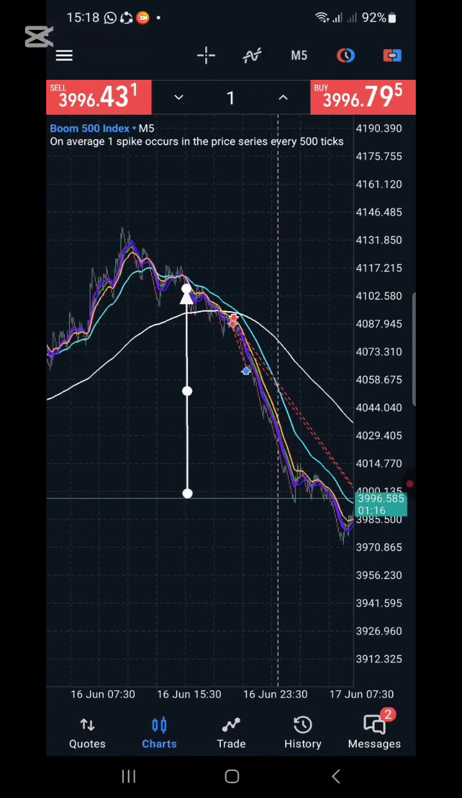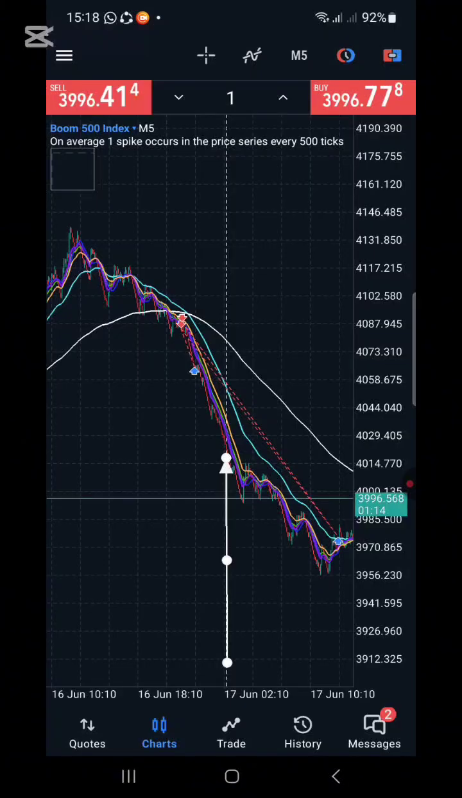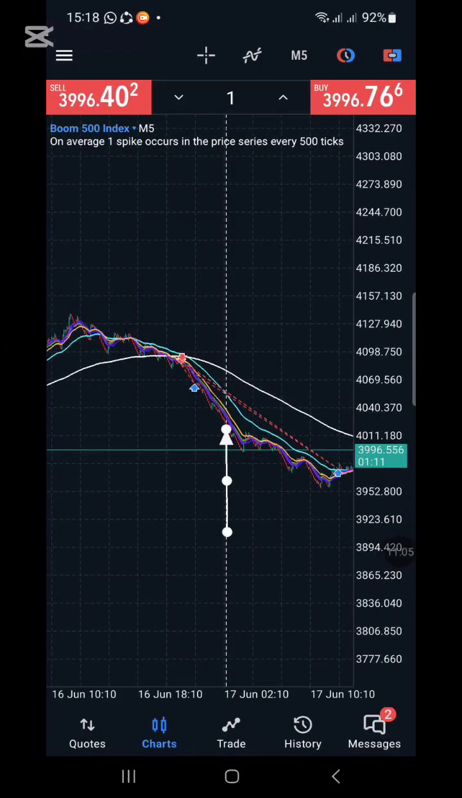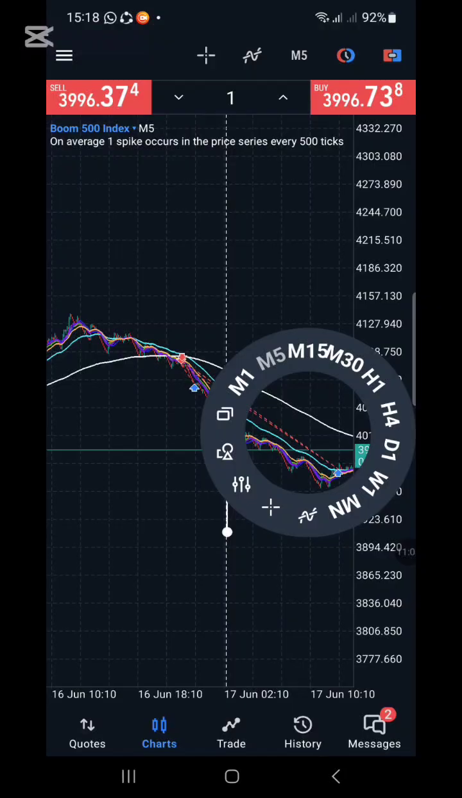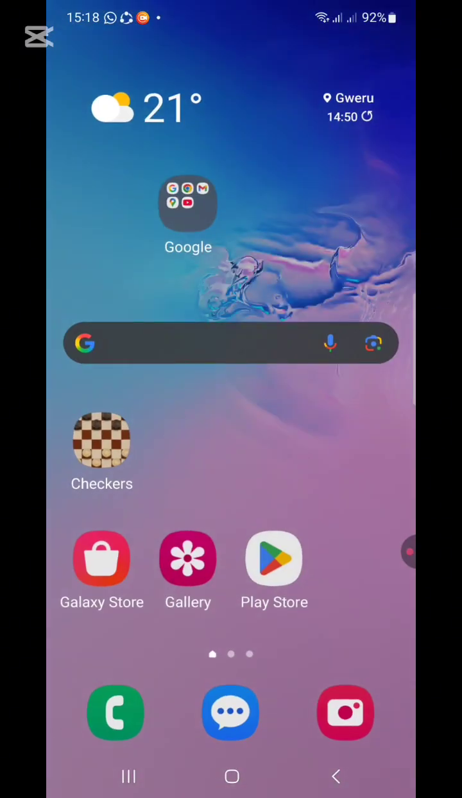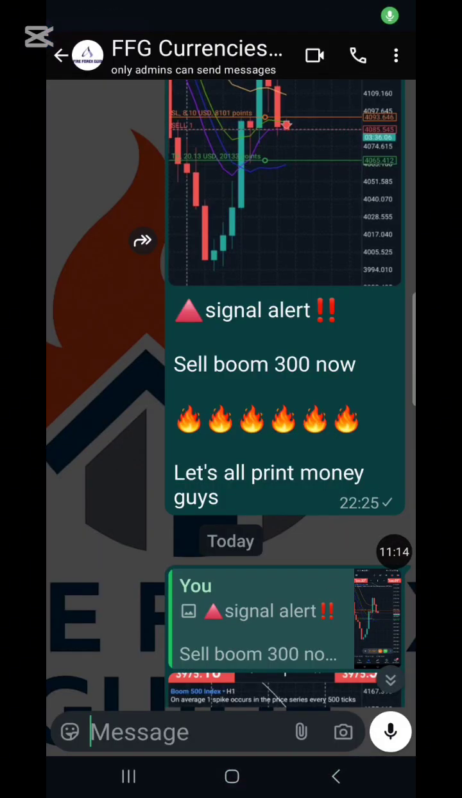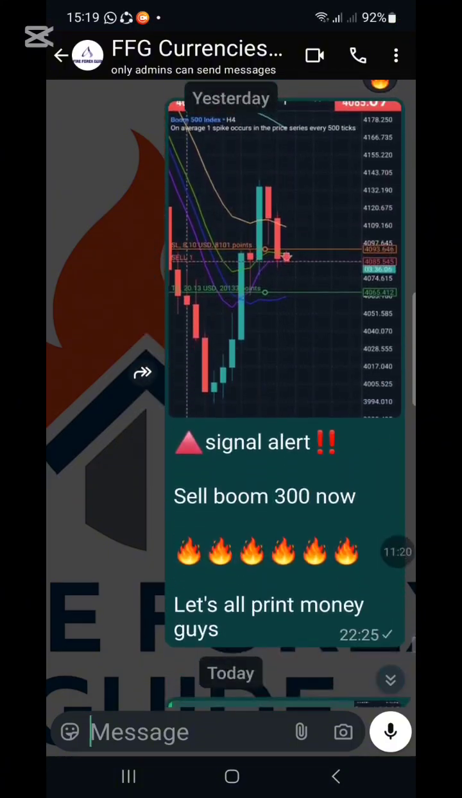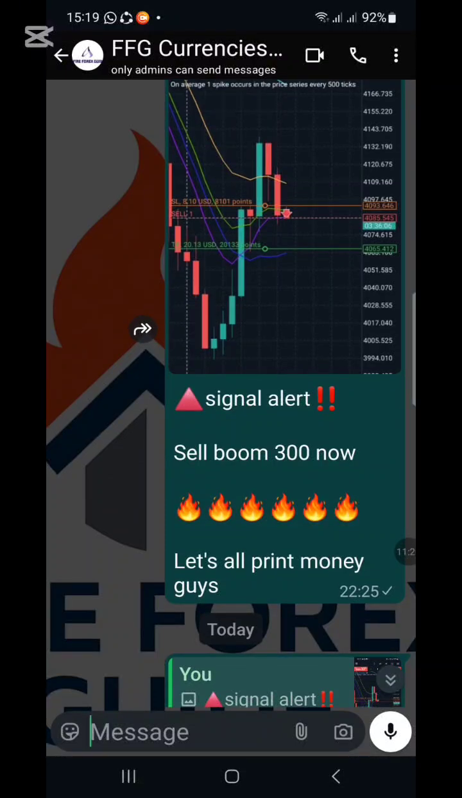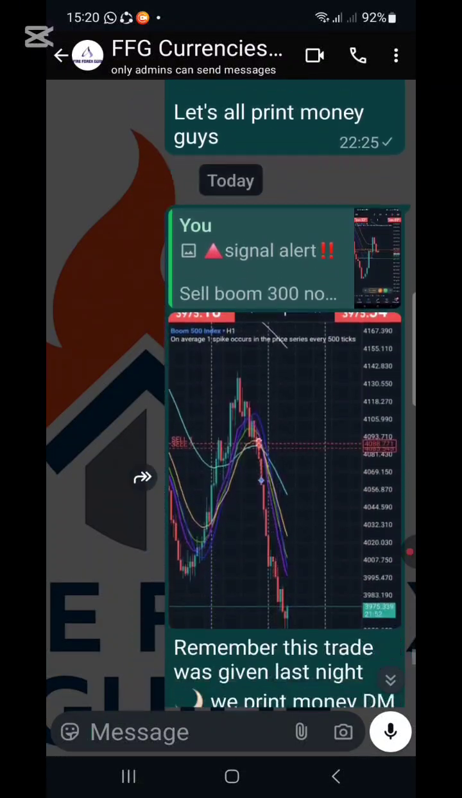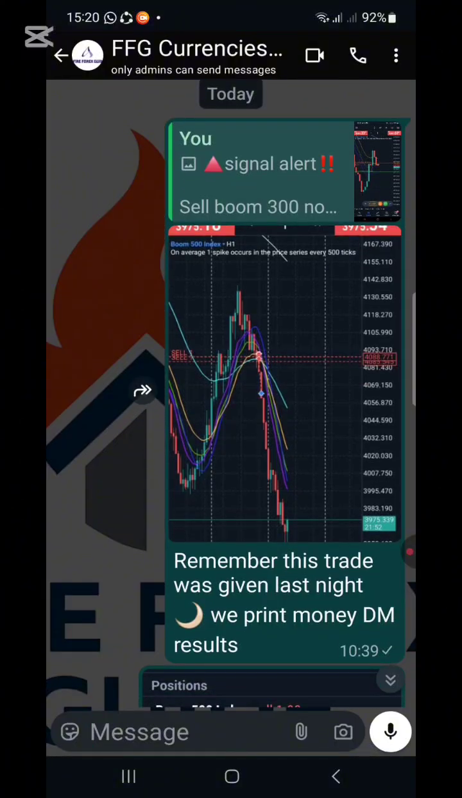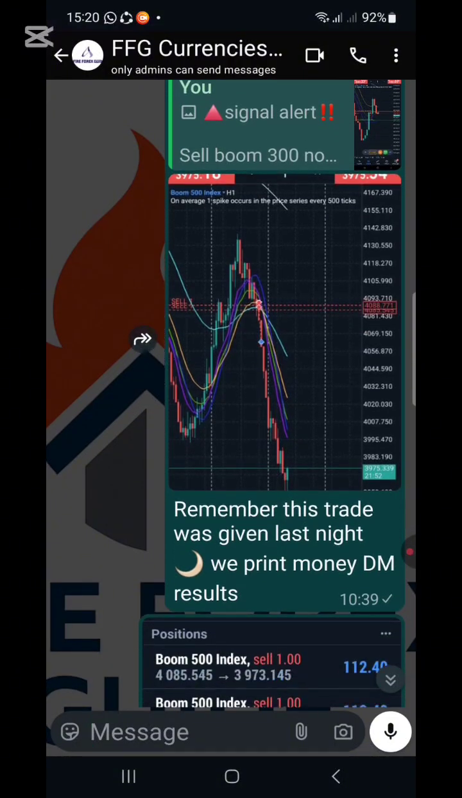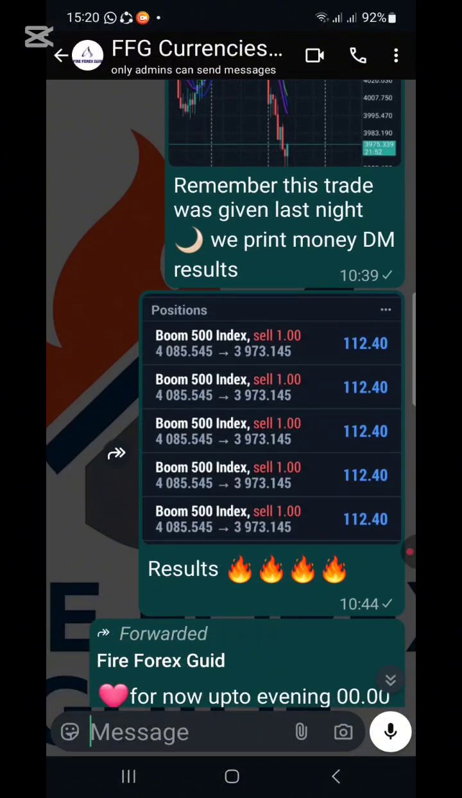I even sent this signal to our VIP group, so it was amazing. Okay guys, stay blessed. Okay, this was the signal. You can see and you can witness. I sent it yesterday, and I said signal alert, sell this one, and you can see overnight how they dropped. You can see the lines on my screen there. Okay, and we printed a lot of cash.